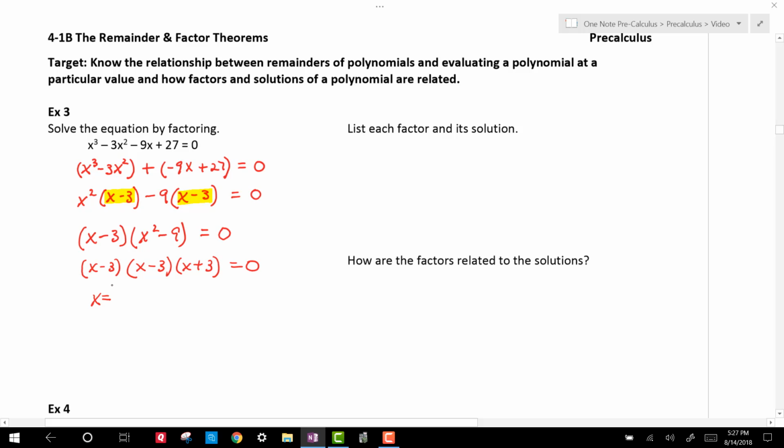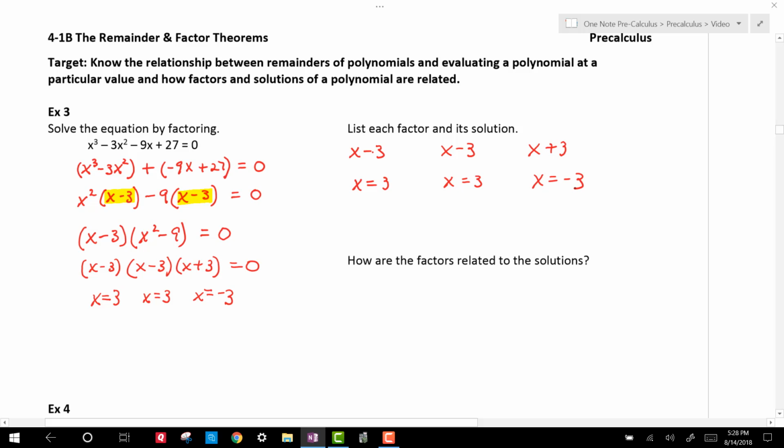The first one would give me a solution of x equals 3. The second one would give me another solution of x equals 3. The third one would give me a solution of x equals negative 3. Now, I'm sure you talked about this in Algebra 2, but it says to list each factor and its solution. So I have a factor of x minus 3 and a solution of x equals 3. I had a second factor, x minus 3, and a solution of x equals 3. My last one was x plus 3 and a solution of x equals negative 3.